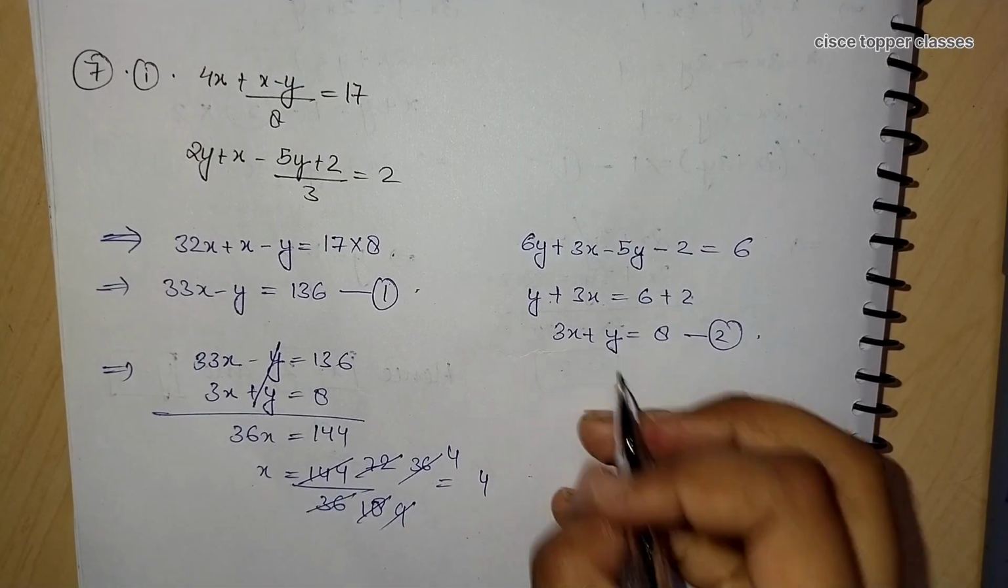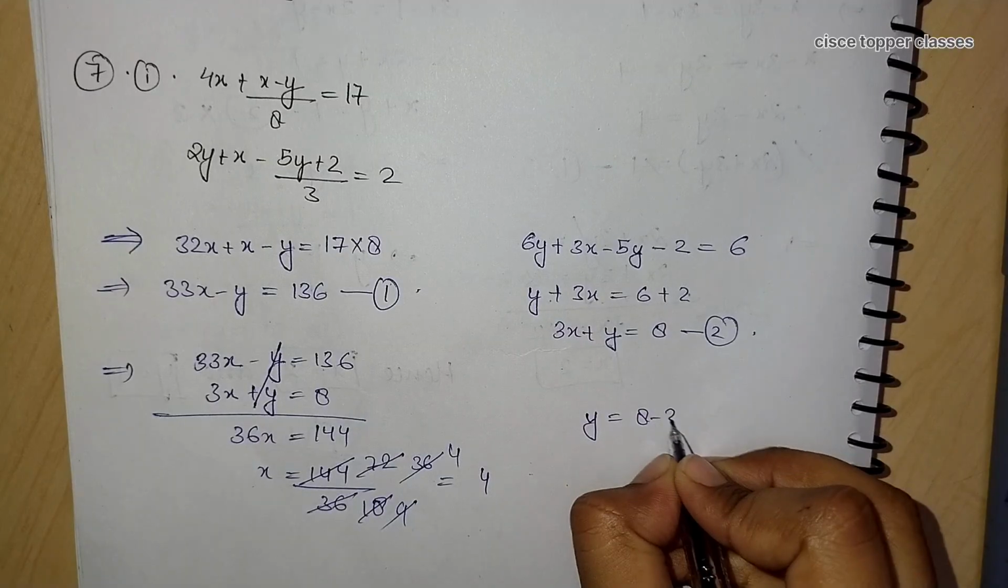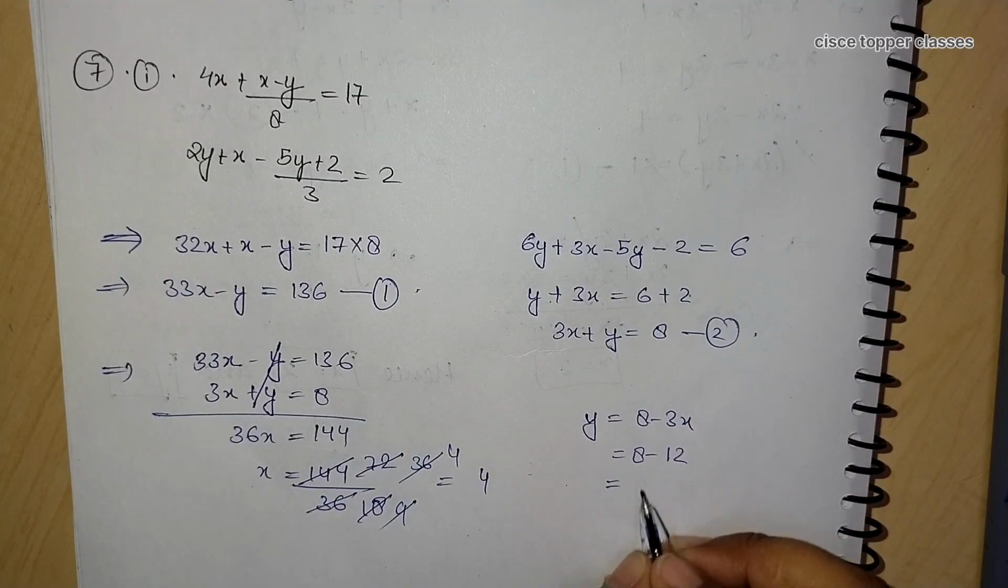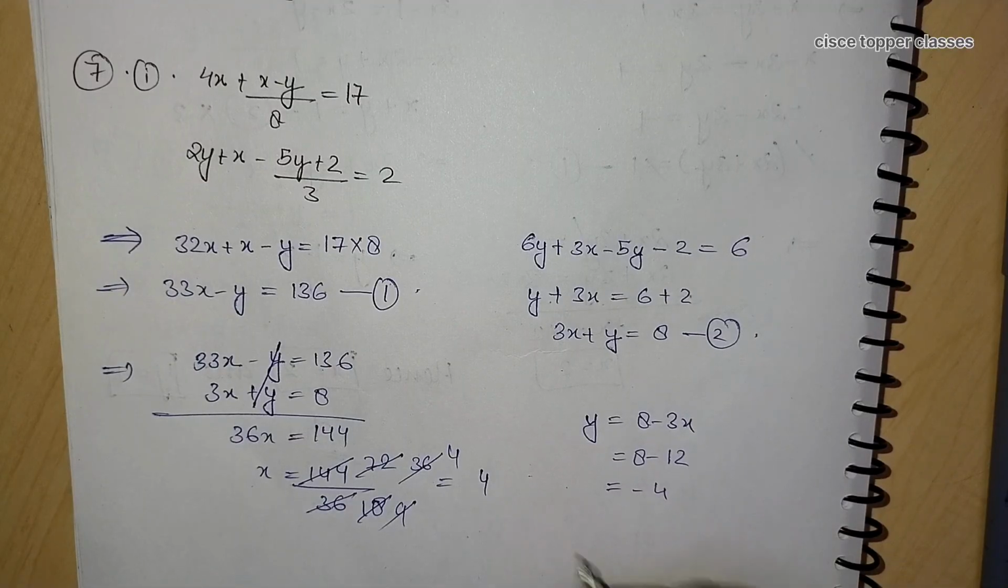Now we can put the value of x to find the value of y. So 8 minus 3x from here. 8 minus 12 here. So minus 4 is the value here.